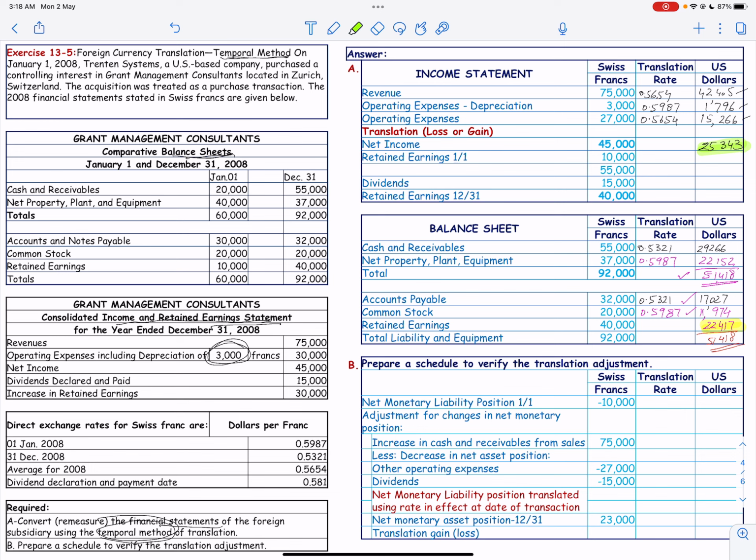Let us now translate the retained earnings. The beginning retained earnings will be translated at the historical rate, the rate on 1st of January, that is 0.5987. So this will be 5,987. Dividend will be translated at the dividend declaration and payment day rate of 0.581, that is 8,715.